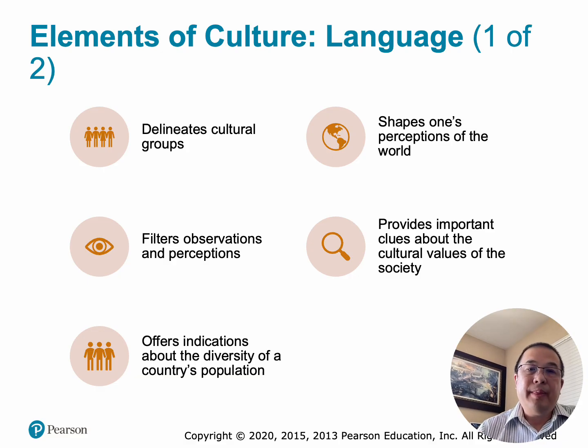And number 5, it offers indications about diversity of a country's population. The number of languages spoken in a country can show how culturally diverse it is. Multilingual countries often contain many ethnic or regional groups. As an example, India has hundreds of languages and dialects. Switzerland has 4 official languages. So firms may need different marketing strategies for different language groups within the same country.